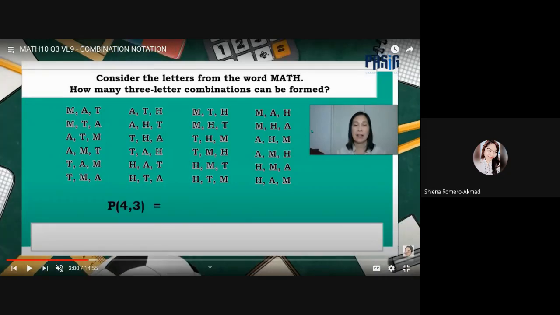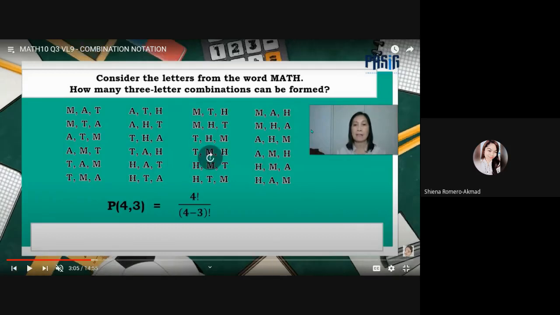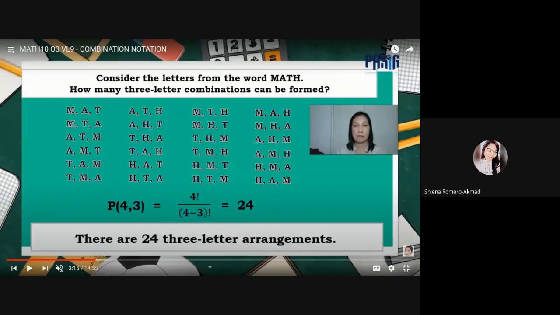Now, if you are going to use permutation to solve this problem, this is permutation of 4 taken 3 at a time. When we say permutation of 4, there are 4 letters available, but all you have to get is 3 letters only because you will form a 3-letter combination. So that's permutation of 4 taken 3 at a time. Using the formula, you'll have 4 factorial divided by 4 minus 3 factorial. Kaya lang, as you can see in the given problem, pansinin niyo yung itong unang column. Anong masasabi niyo sa unang column?